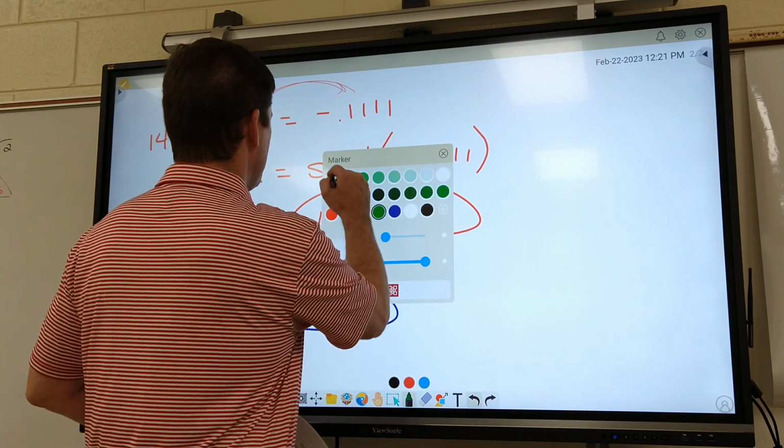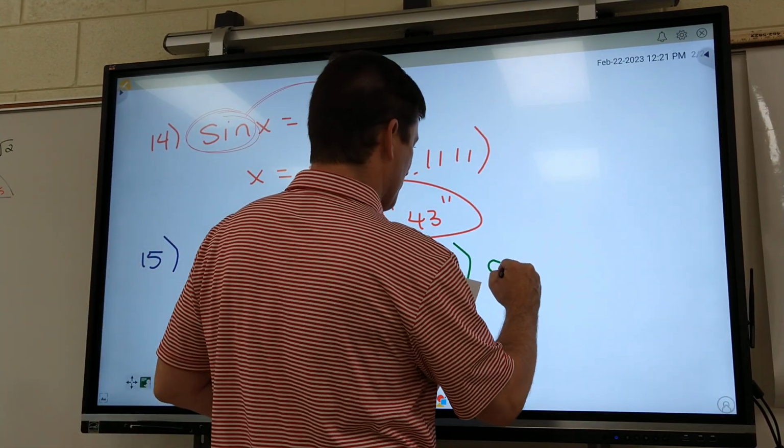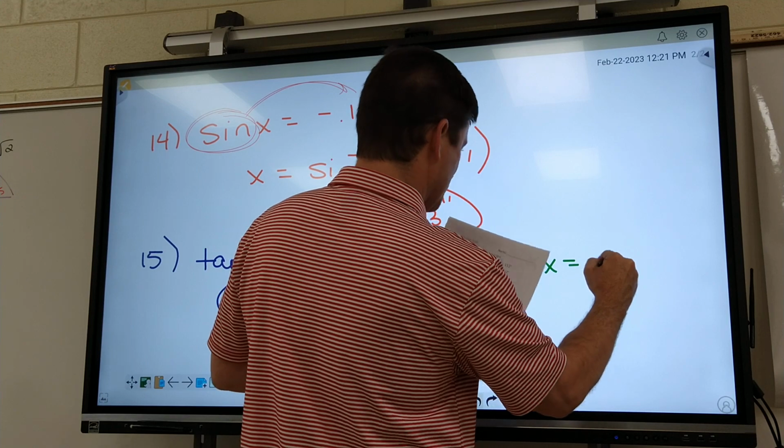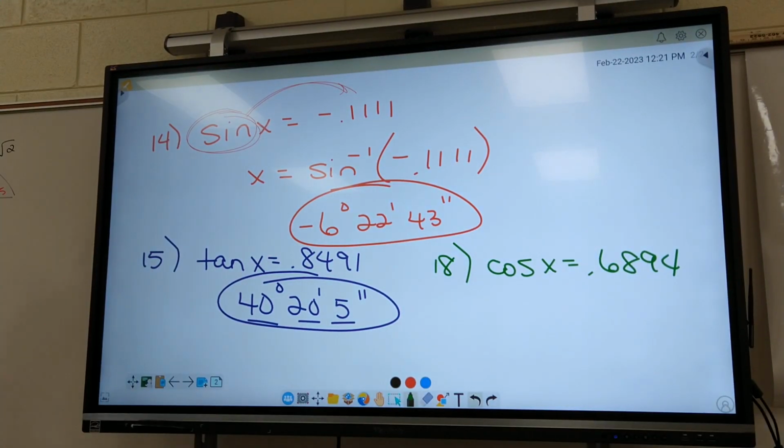Let's do 18. 18 is the same kind of problem, right? Cosine of x equals 0.6894. I move it over, and I do inverse cosine, 0.6894.